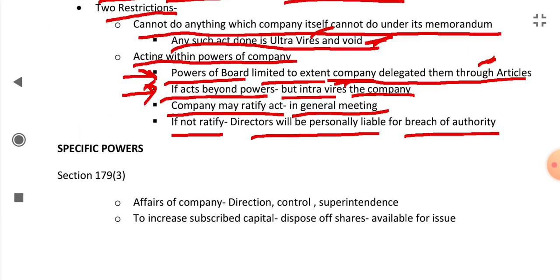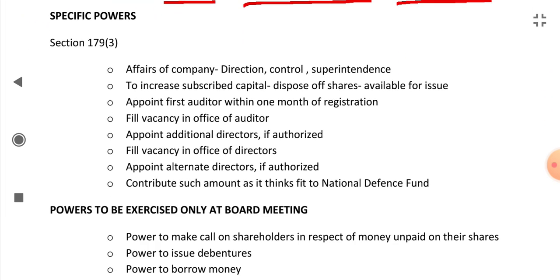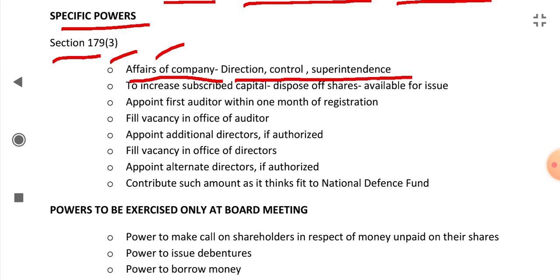So these were some general powers, common powers. Now see the specific powers. Section 179 clause 3 says the affairs of company, their direction, control and superintendence. The directors, or the board of directors, direct the affairs of the company, the activities of the company, they control the activities or the affairs of the company, they have superintendence over the affairs of the company, they supervise the activities of the company. This is the work of directors.